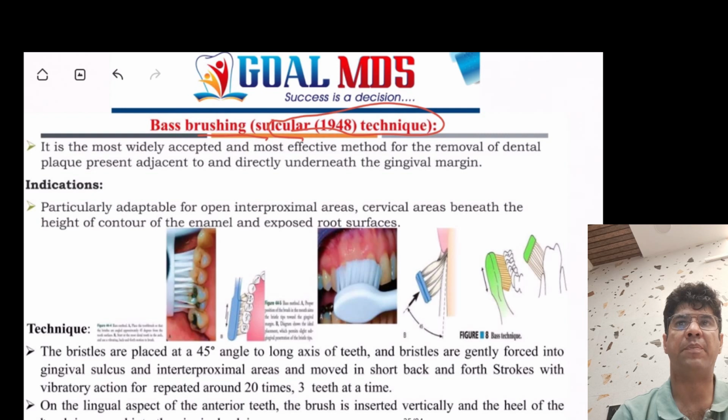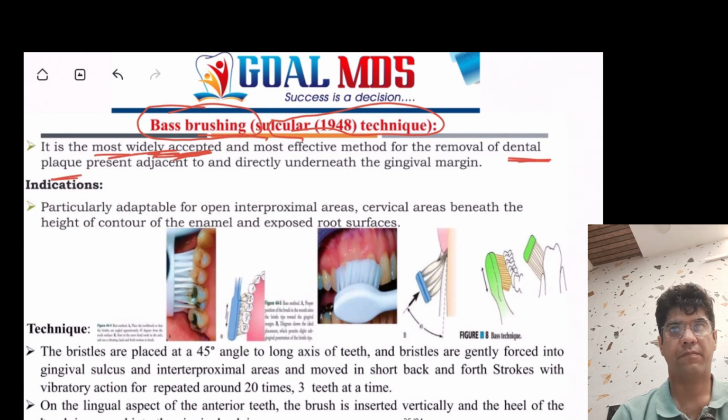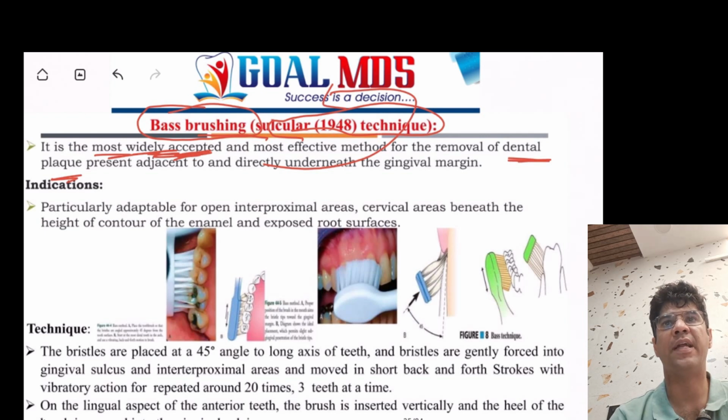The next is the BAF technique, also known as the circular technique. Which technique is also known as the circular technique? It is the BAF brushing. Which technique is the most widely accepted technique? It's the BAF brushing technique. Which is the most effective technique for removal of dental plaque? It is the BAF technique.